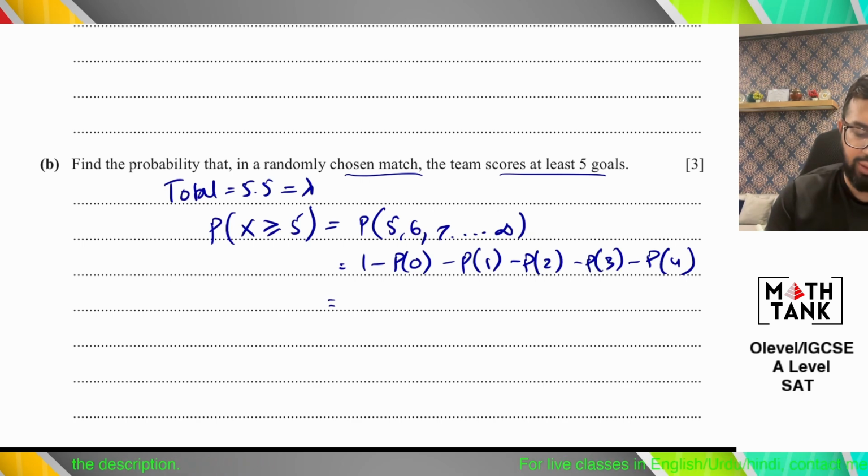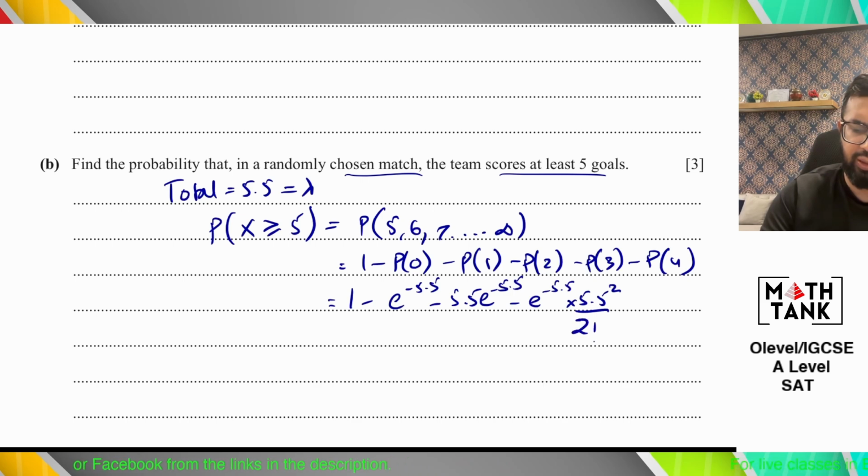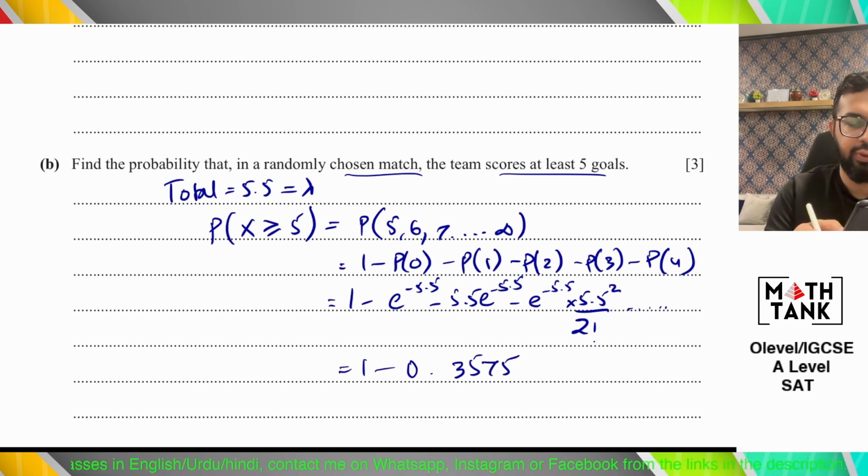Okay, again, I should write all of that. 1 minus e power minus lambda minus lambda e power minus lambda, minus and so on. Okay, so you get the point. I'm not doing the writing part completely. I'm just going to put it on my calculator and calculate. 4, 5.5, execute. 1 minus 0.3575.